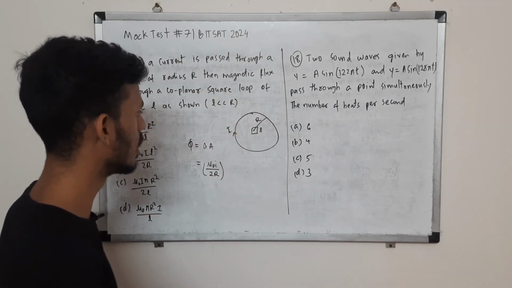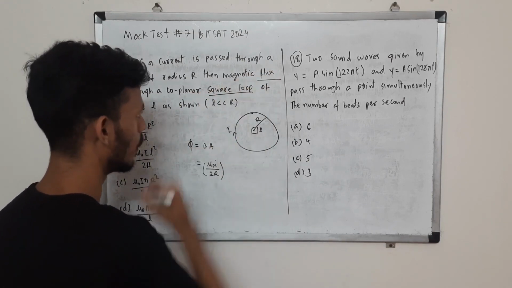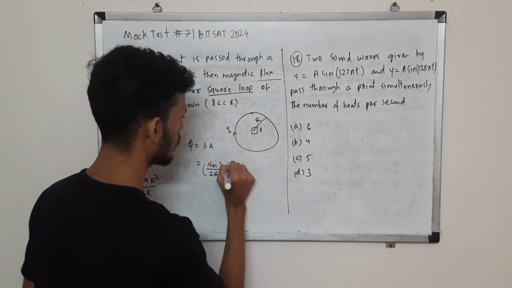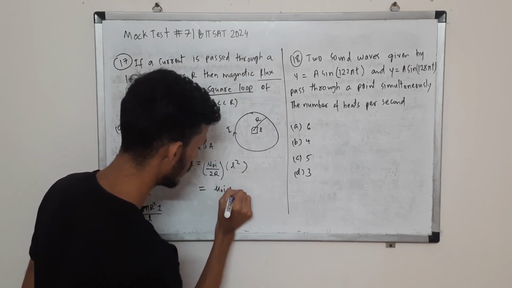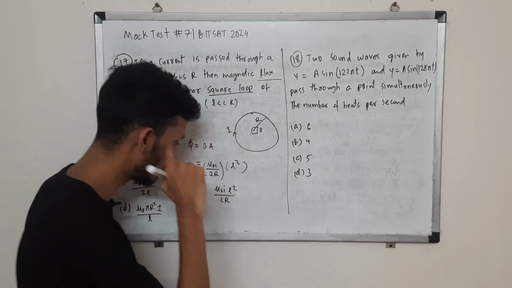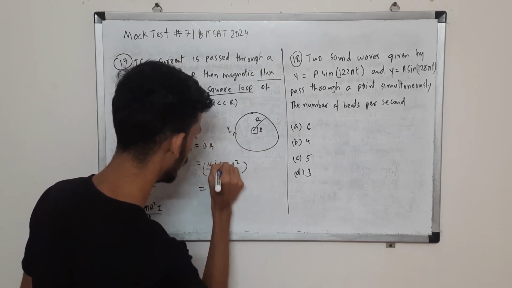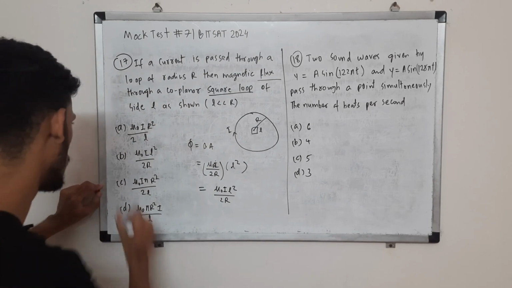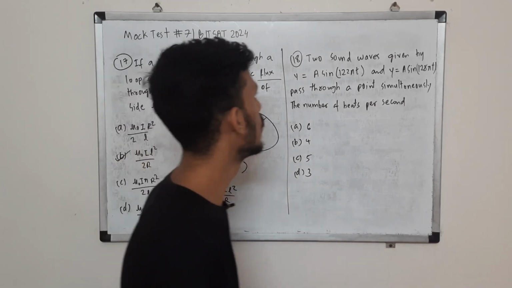Because you are supposed to tell what is the flux through the square loop. So of course you will take the area of the square, which is L square. So the simple answer over here is mu0 I L square by 2r. I'll take I as capital, since that is the notation used in the question. That is option B, right? Yes. So let's move to question 18.